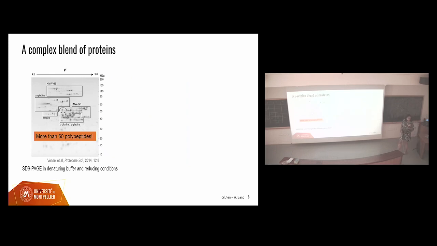So you don't have only two proteins in gluten. You have many, many proteins. If you reduce protein in a denaturing agent, you perform two-dimensional chromatography. You can separate your protein according to the molar mass and according to the isoelectric point. And you can define more than 60 spots, which indicate that we have more than 60 polypeptides in the gluten.